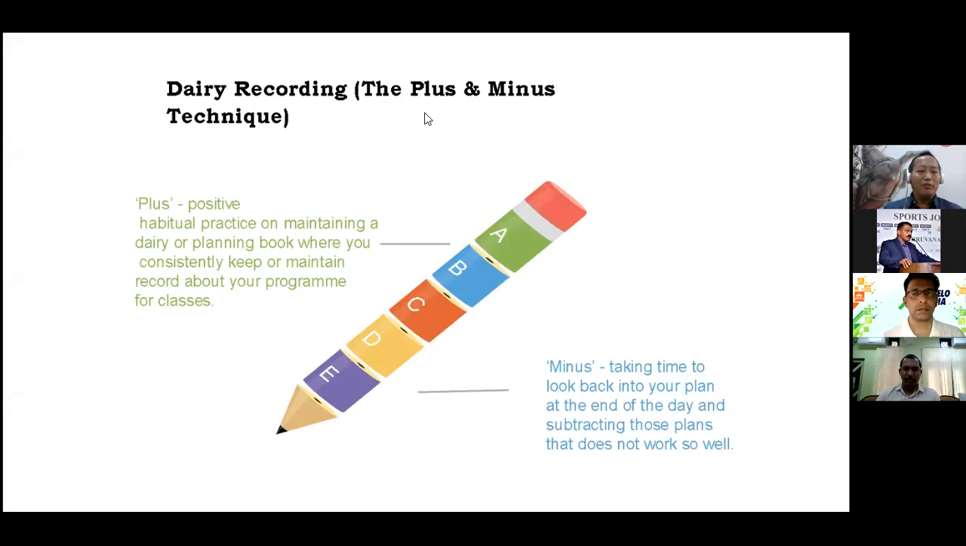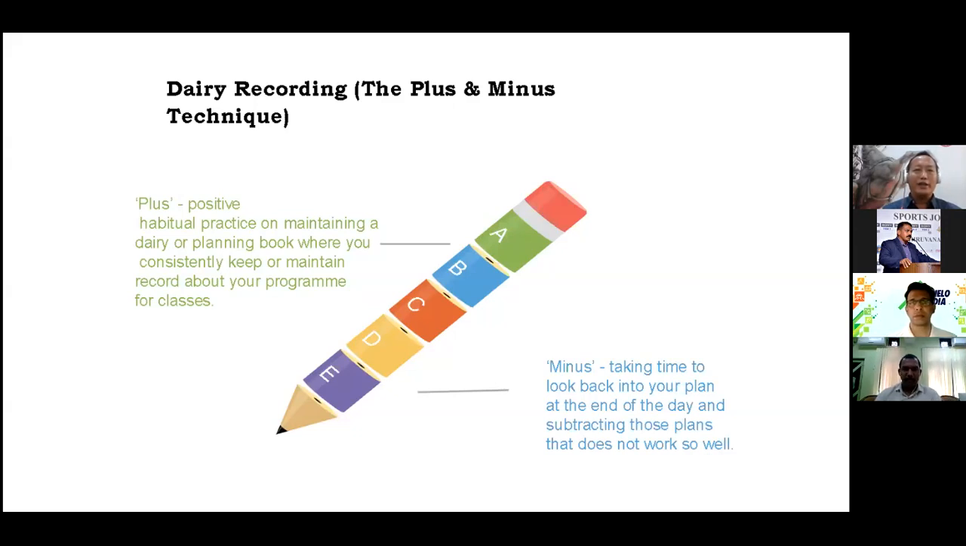The plus technique here is a continuation of this planning and preparation. When you plan what you are going to do, how you are going to take class, what are the activities you're going to do in your physical education program, and you start listing this into your book or into your diary, I call this the plus technique. As you can see in the slide, the plus technique is a positive habitual practice of maintaining a diary or planning books where you consistently keep or maintain records about your program for a class. This is the plus, positive.